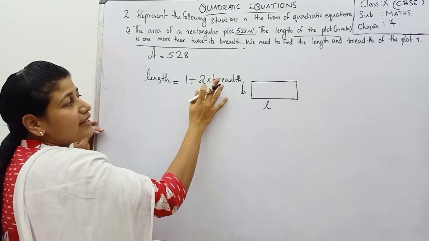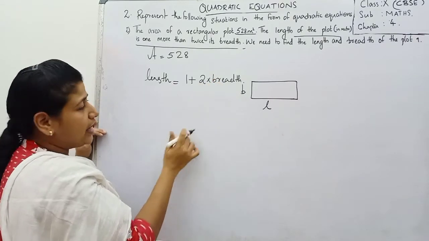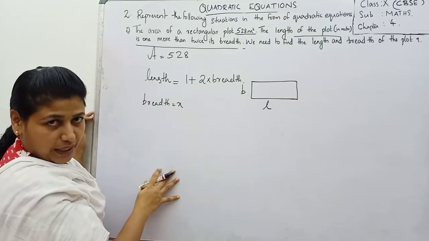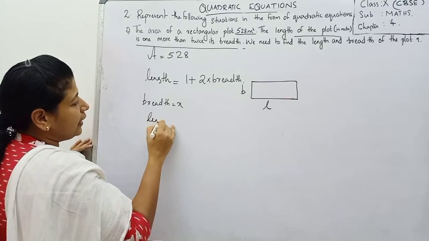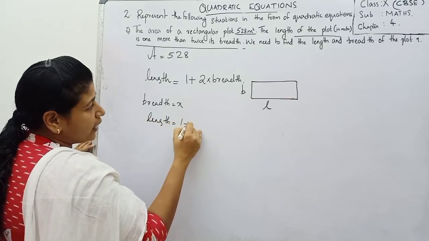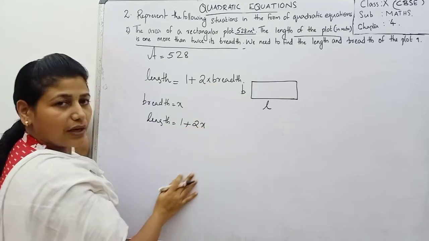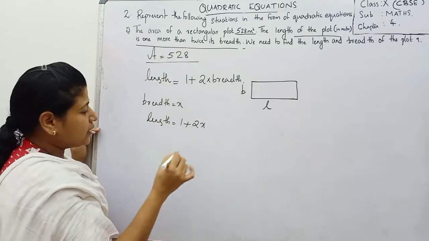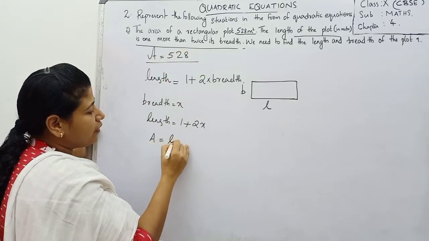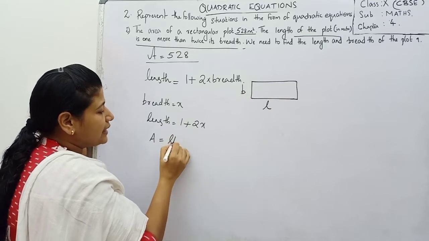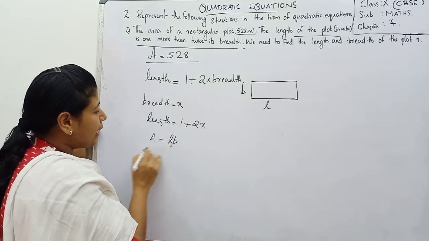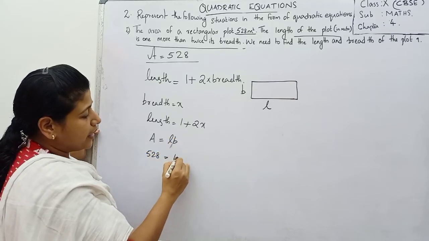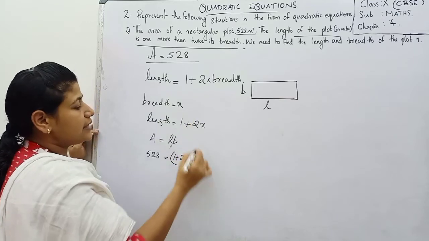So we can take the breadth, or b, as x. Then what about the length? The length will be 1 more than twice the breadth, so the length is 1 plus 2x. We know that the area is 528. To find the area, we write the formula length into breadth, L into B. So area is 528, length is 1 plus 2x and breadth is x.